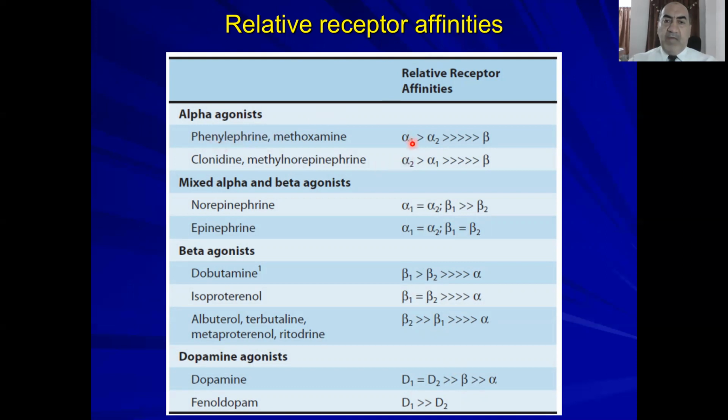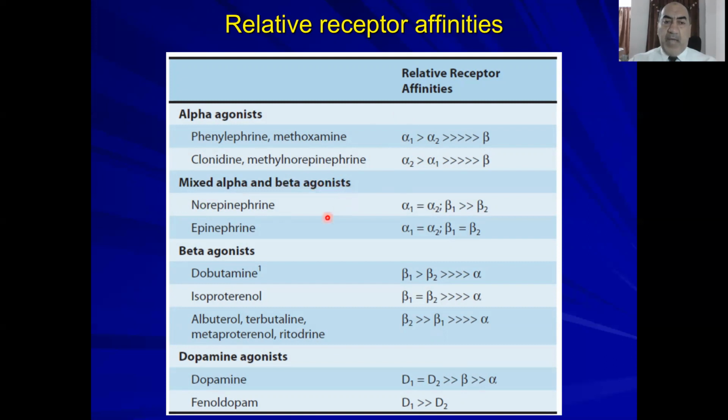Phenylephrine activates alpha 1 more than alpha 2, and these affect much more than beta. So that's why it's a selective alpha 1 agonist. This draws your attention to the fact that there is nothing absolute. You cannot say it's only active at alpha 1, with no effect at all on alpha 2 or beta. It's just some selectivity. Clonidine is the opposite regarding the alpha receptors, alpha 2 more than alpha 1.